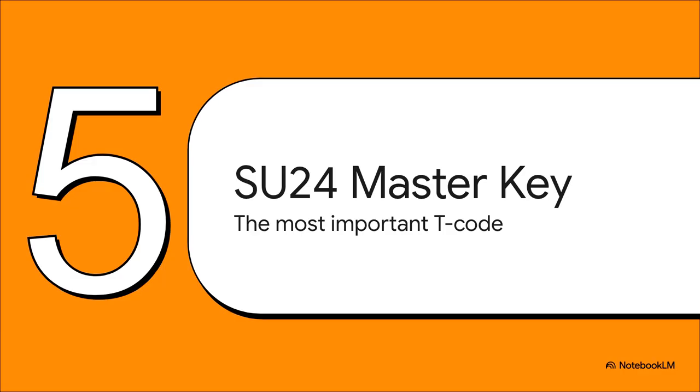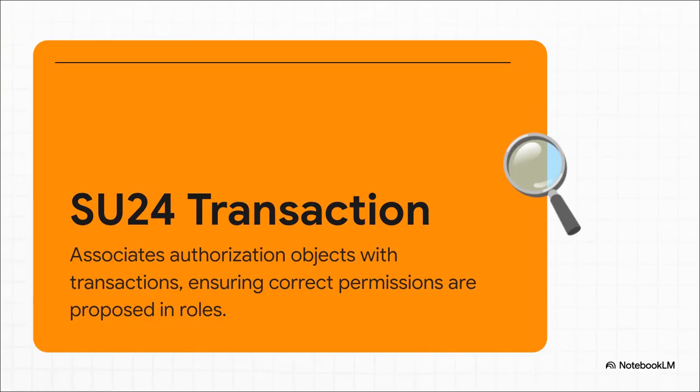All right, I want to zoom in on one specific tool that the experts will tell you is the absolute master key to keeping your roles clean and secure over the long haul. And that is Transaction SU24. So, what is this magical SU24? Well, you can think of it as the master rulebook. It maintains the official link between a transaction, like creating a sales order, and all the authorization objects it's supposed to check. So when you add that transaction to a role, SU24 is what tells the system what default permissions it should probably have.